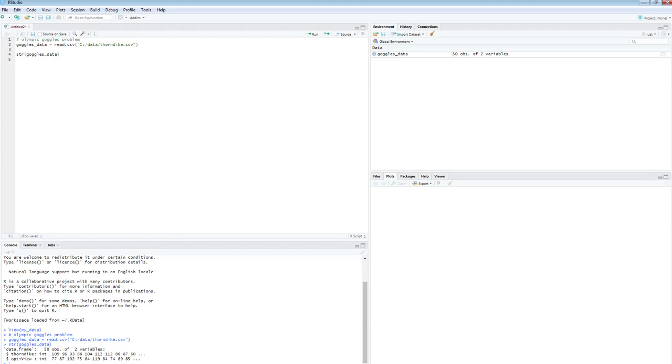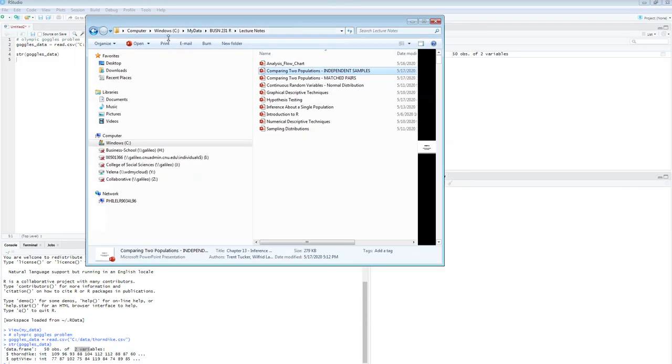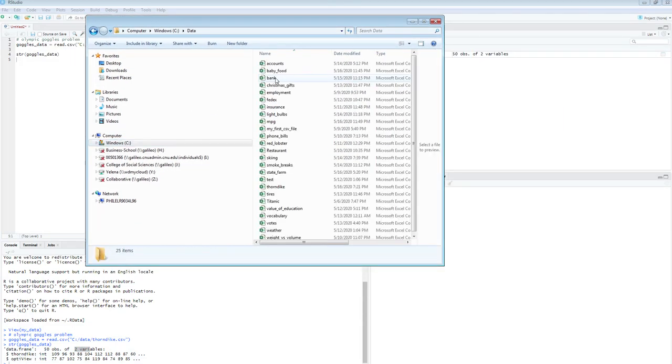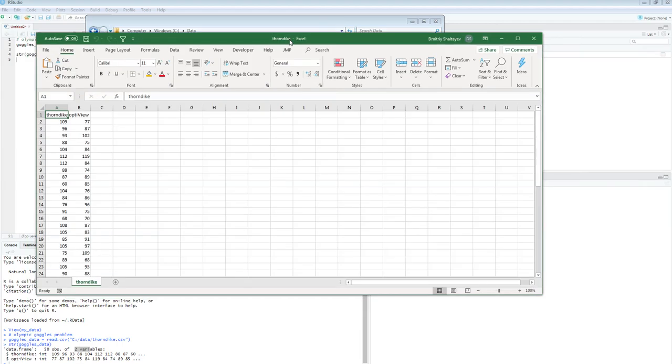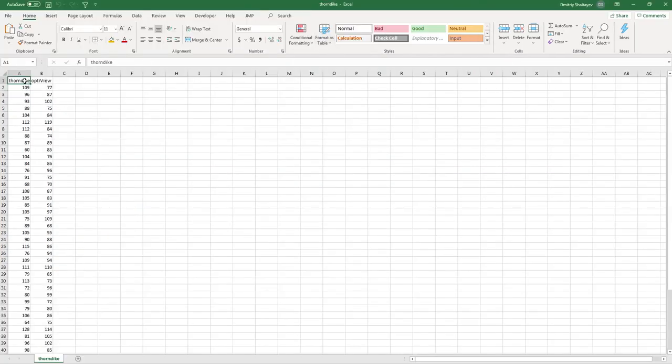It says that there are 50 observations in two variables. Let me show you the same exact file in Excel. So Thorndike right there. Here's my sample number 1, Thorndike. I have 50 observations. And here's my sample number 2, OptiView, the competitor. The sample sizes are the same, I want to point out.